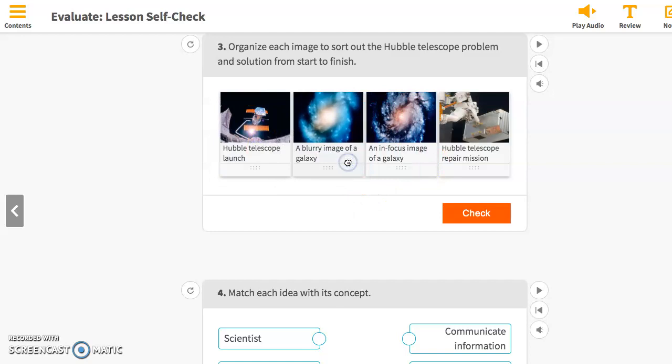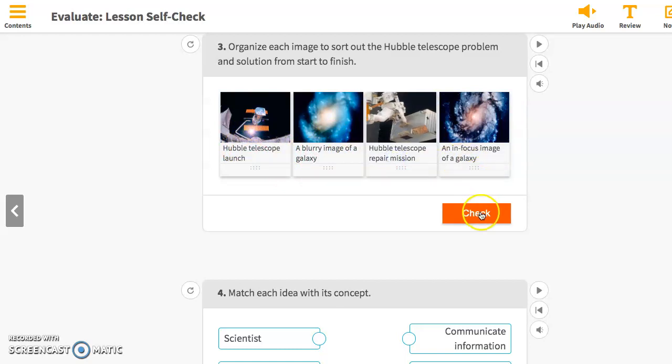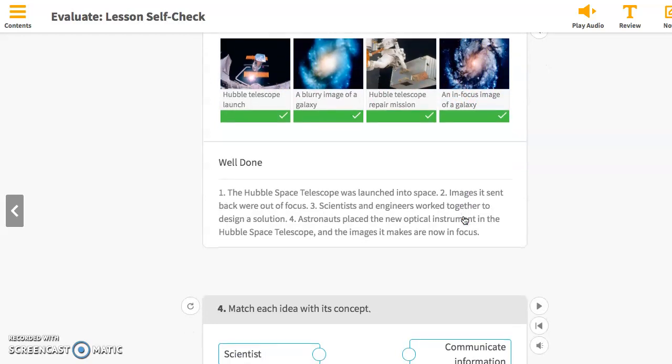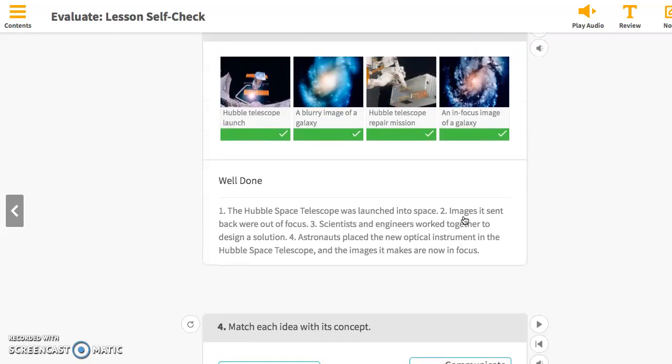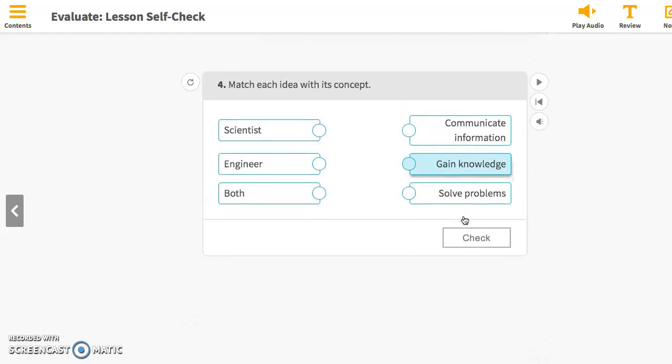Then they figured out there's a blurry image. Does it automatically become in focus? No. They have to repair it, and then it becomes an in-focus image. Look how much better that second image is. So well done. 1. The Hubble Space Telescope was launched into space. 2. Images it sent back were out of focus. 3. Scientists and engineers worked together to design a solution. 4. Astronauts placed the new optical instrument in the Hubble Space Telescope, and the images it makes are now in focus.